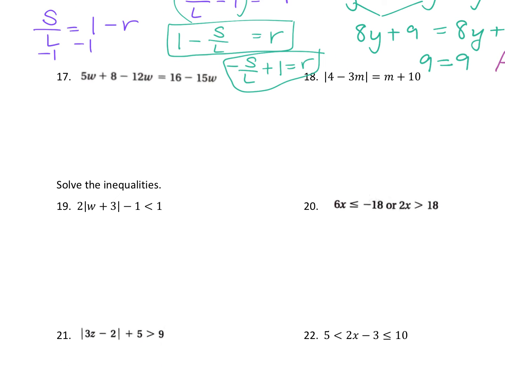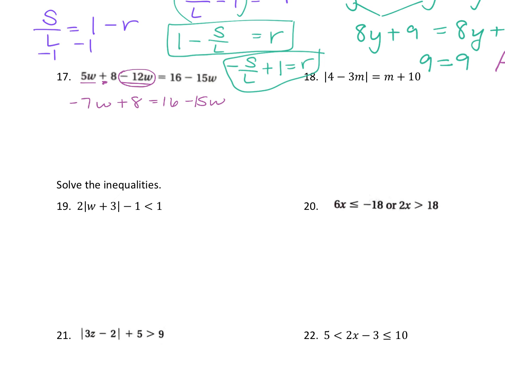All right, 17. Simplify this. What do you get for your first step? Combine my terms. Yes, what do you get from that? Negative 7w. So 5w minus, right? It's not this plus. It's the minus in front of the 12. So 5w minus 12w is a negative 7w plus 8 equals 16 minus 15w.